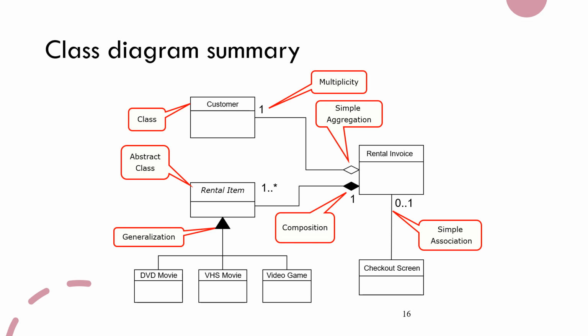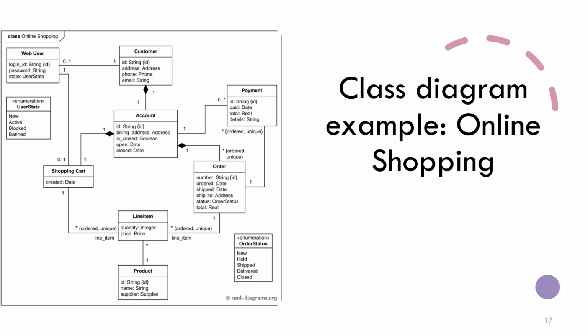Example, online shopping example. How many classes do we have? 2, 4, 6, 8, 10. We have a class object web user. The customer must have an account before they can make an order, a payment, a shopping cart. The shopping cart has a line item, meaning the queue. The product, order.